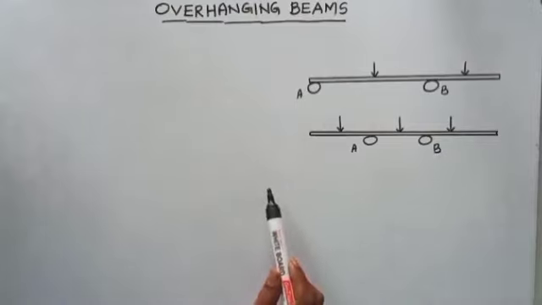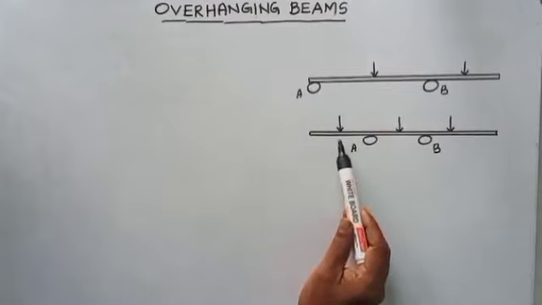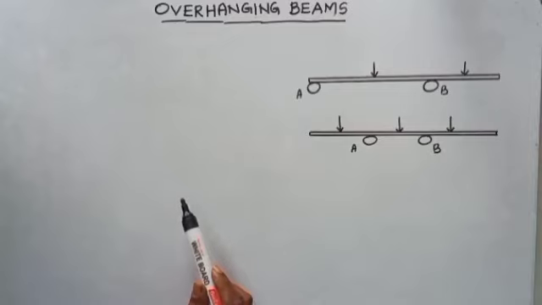This extra length from the support is called overhang. So an overhanging beam is one which has some overhang. So by definition, a simply supported beam which is overhanging from its support is called an overhanging beam. So an overhanging beam must have some overhang portion on this side, left side or right side. Okay, so that is the definition of overhanging beam.